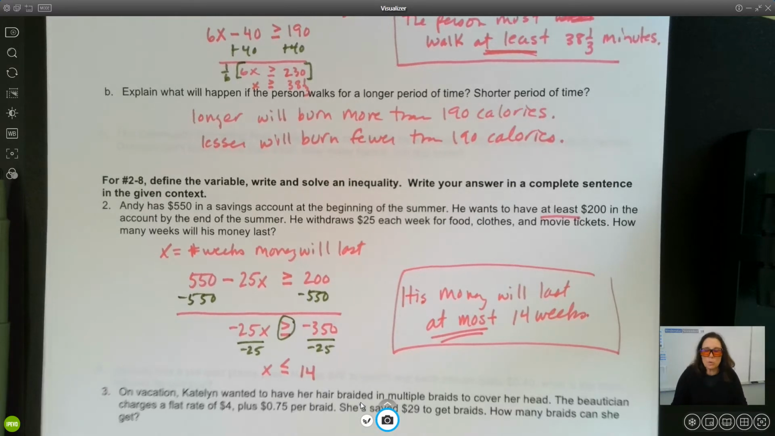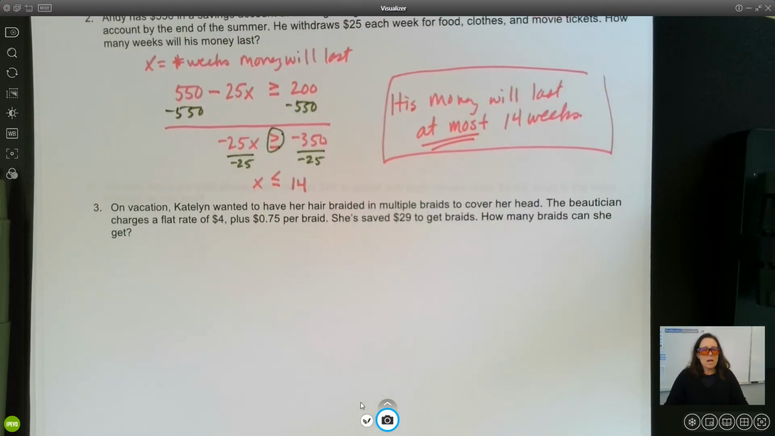Up through 14 weeks. Okay, something along those lines. All right, on vacation, Caitlin wanted to have her hair braided in multiple braids to cover her head. The beautician charges a flat rate of $4 plus 75 cents per braid. She's saved $29 to get braids. How many braids can she get?